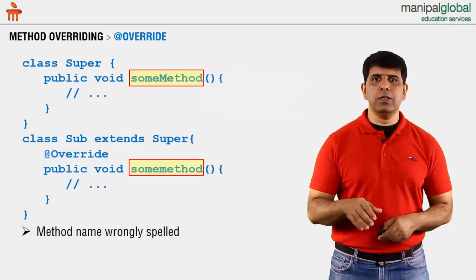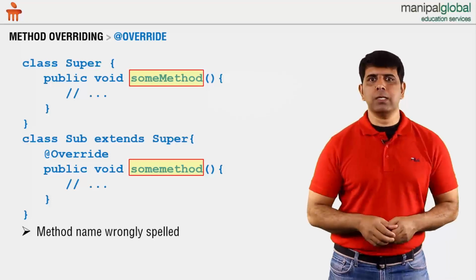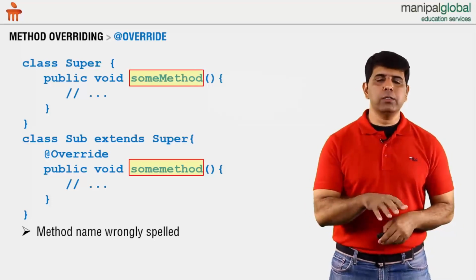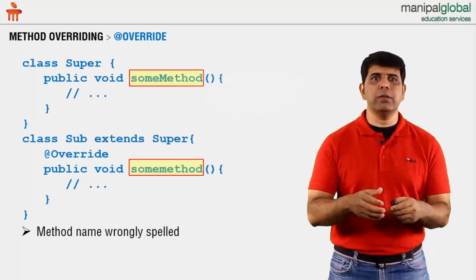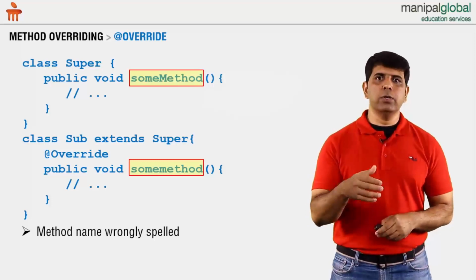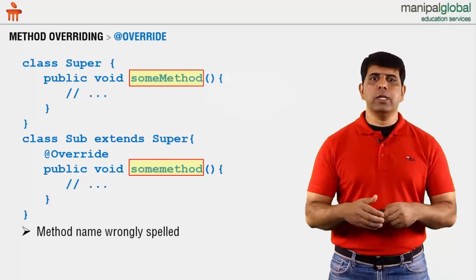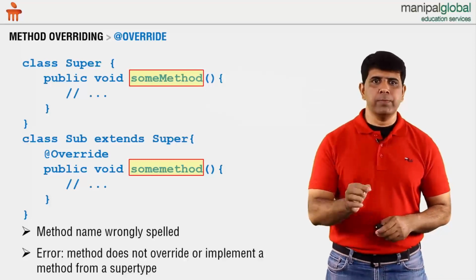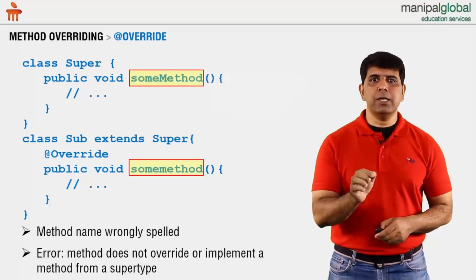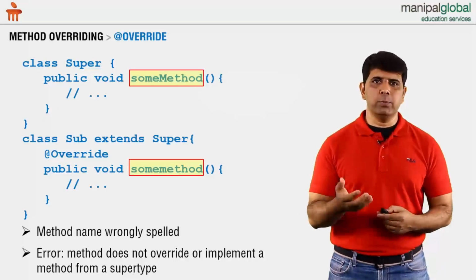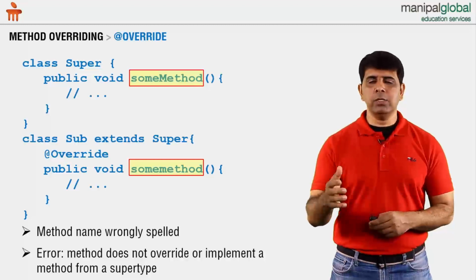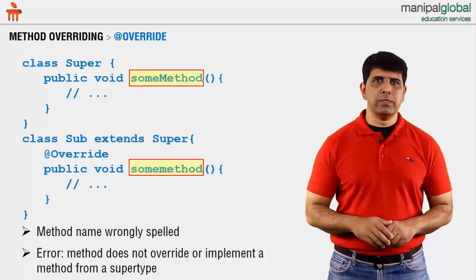So that way you know that there is something wrong that you're doing. In fact, IDEs like Eclipse will give you an error as soon as you're typing this. So you know that you are not overriding, there is some logical mistake that took place. The error message you get is: method does not override or implement a method from the supertype. Supertype could be an extension or implementation of an interface.